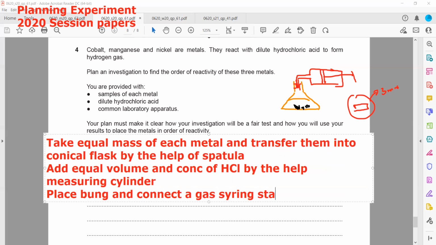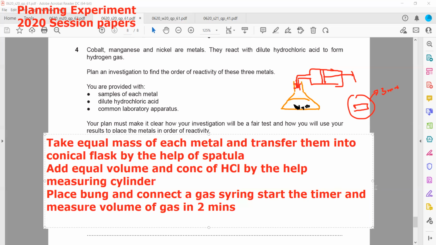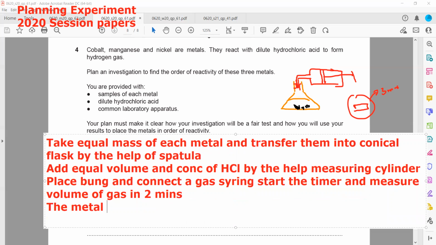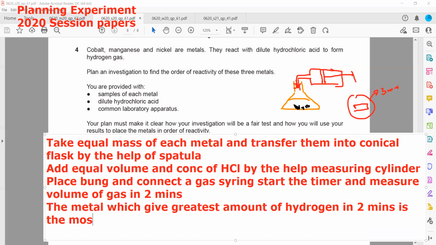Start the timer or start the watch and measure the volume of gas in 3 minutes, or you can say 2 minutes. Then how can we work out the rate, how will we know the reactivity? The metal which gives the greatest amount of hydrogen in 2 minutes is the most reactive.